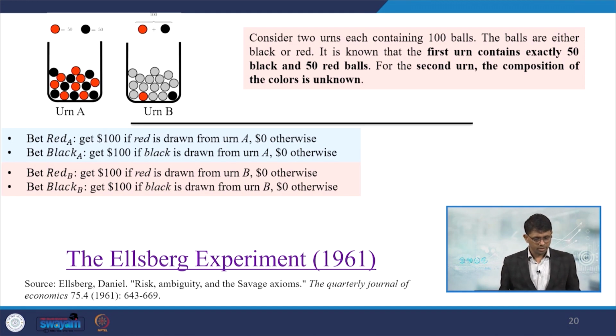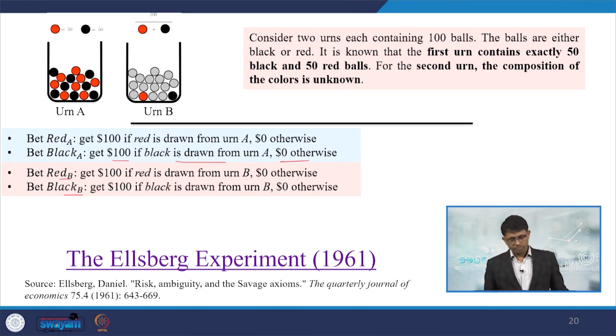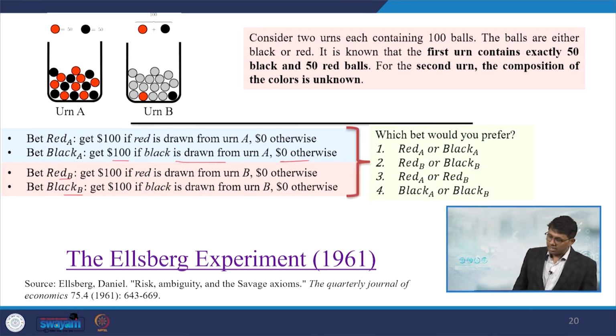So, choosing red balls from urn A, the person gets $100 if red is drawn from urn A, otherwise $0. Similarly, bet black A, if it is chosen, the person gets $100 if black is drawn from A, and 0 otherwise. Similarly, red from B and black from B. So, which bet would you prefer based on the returns?